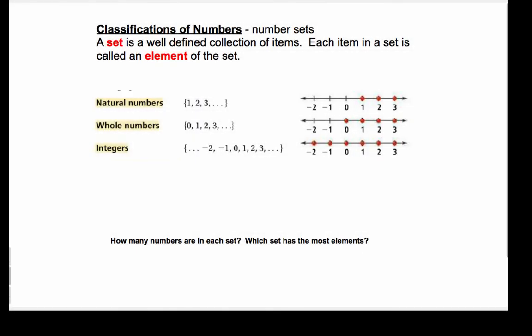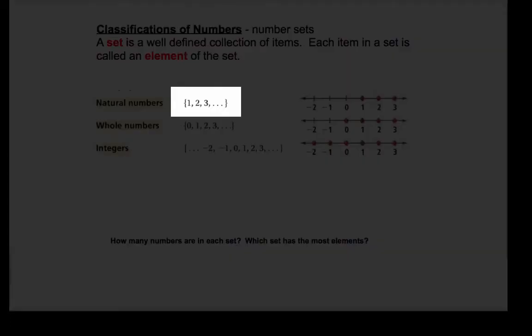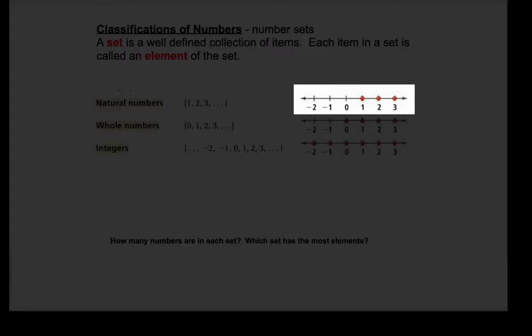Now, classifications of numbers. We have different number sets. A set is a well-defined collection of items. Each item in a set is called an element of the set. So we have what are called the natural numbers. They're the counting numbers. So here we have the natural numbers presented as a set in set notation. We'll address that in a second. And then those natural numbers graphed on a number line. A dot on 1, a dot on 2, a dot on 3.